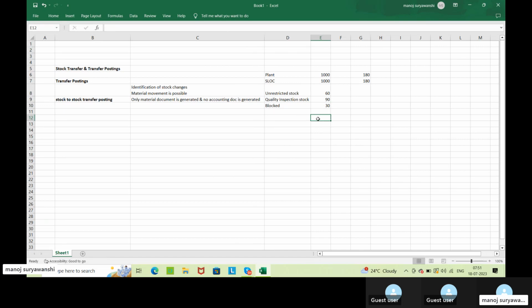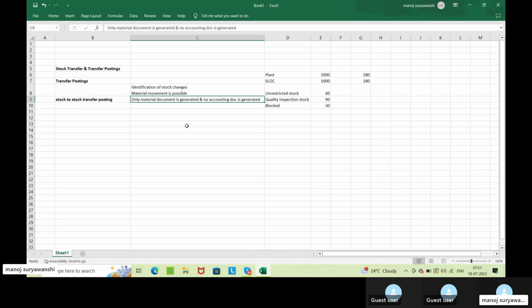Again, the total stock remains same. 60 plus 90, 150 plus 30, 180. So no change in stock quantities at plant level. Plant level stock is still 180. So there is no change in quantity, no change in value. So no accounting document will get generated. Only material document is generated to record the goods movement.